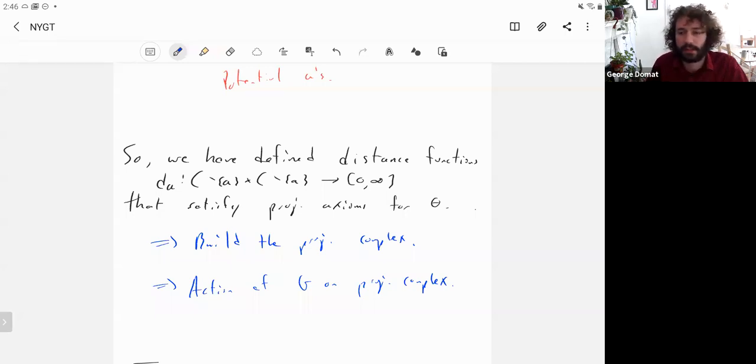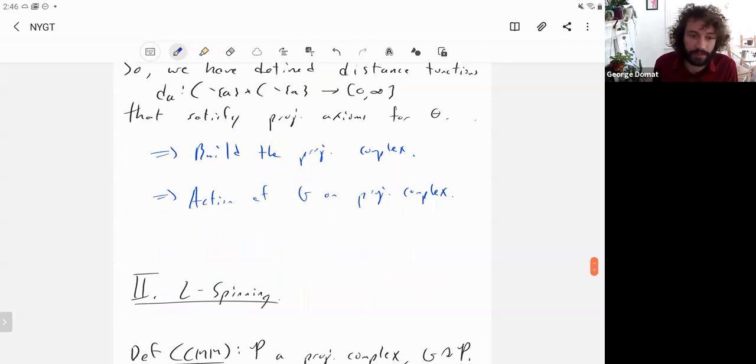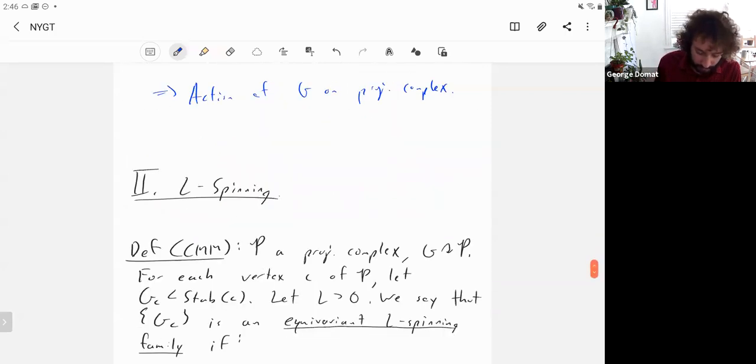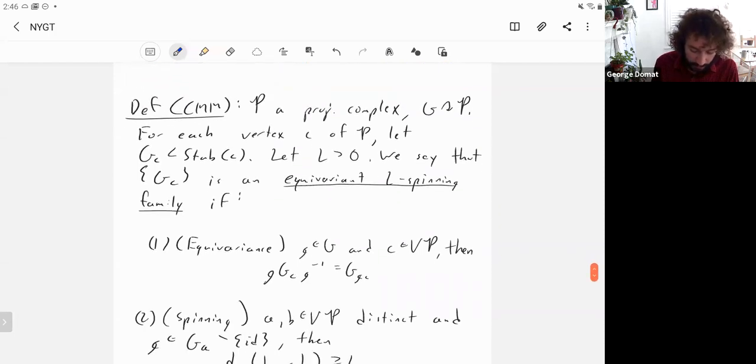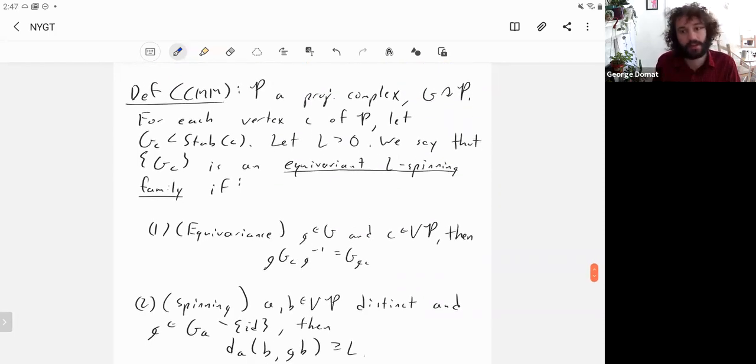Any questions? Great. Now let's talk about how to get spinning. First, I owe you the definition of spinning. But now that we know what a projection complex is, I can give the definition. So what is spinning? You start with a projection complex, you have a group acting on it. Now to every vertex in the projection complex, you associate a subgroup of the stabilizer. Okay, and then L is some constant.